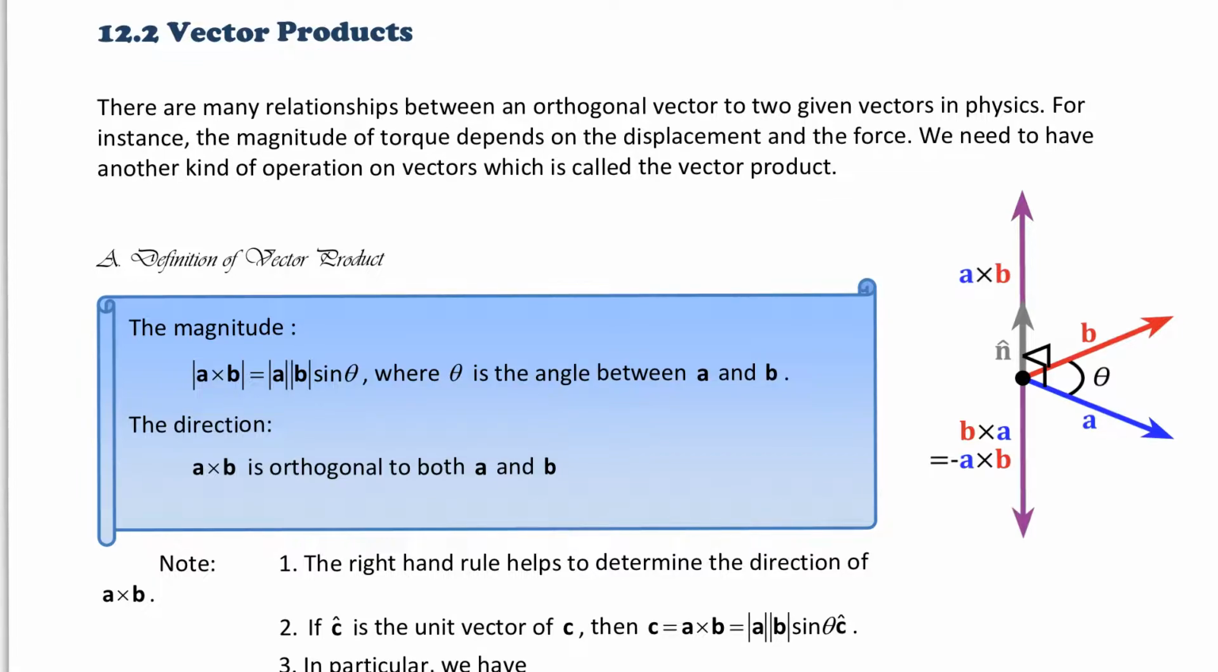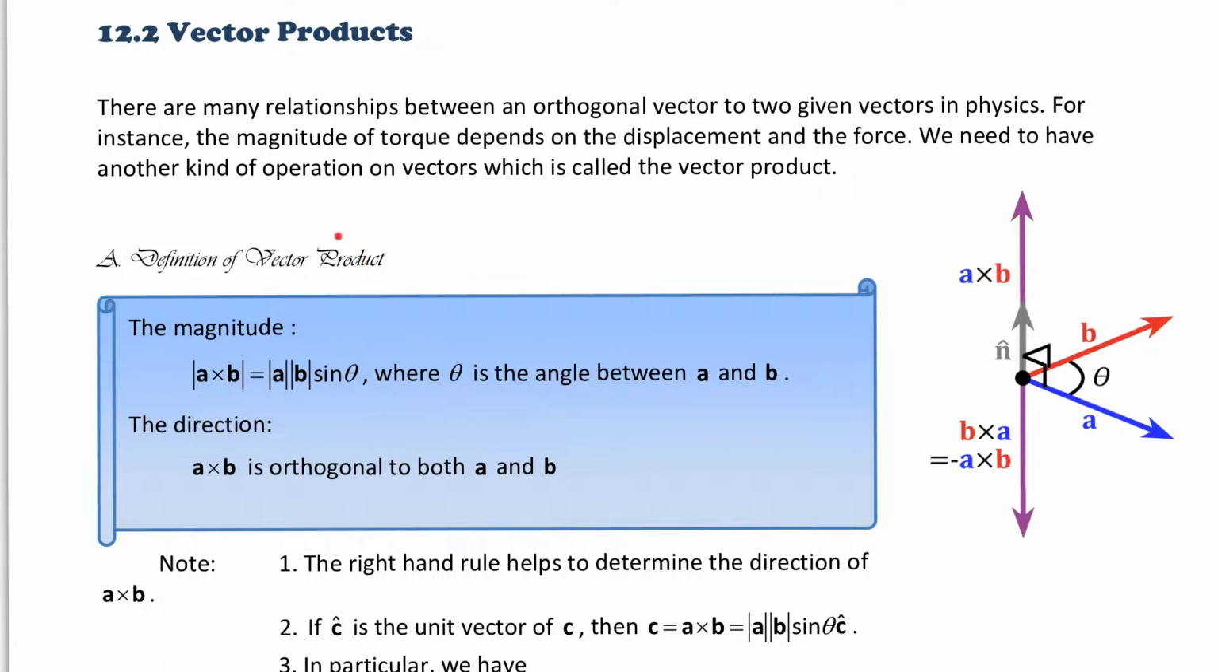I mentioned before, for the scalar product, we have some applications in physics, and in vector product, we also have some applications in physics, especially for example, torque. If you remember torque, which depends on the magnitude of the displacement and the force, and torque is a vector, so we also want to have some special relationship to find the vector. So now we want to define what is vector product.